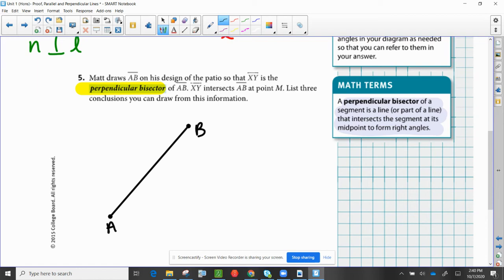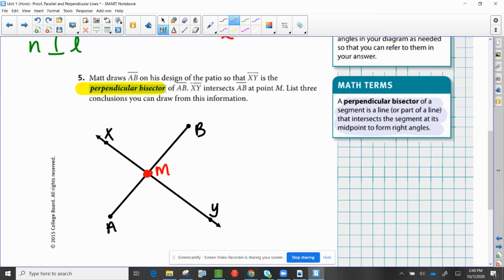He's going to say that line XY is a perpendicular bisector. So let's draw an XY now. So there's our line XY. In order for something to be a perpendicular bisector, remember, bisector means it's going to cut that segment into congruent parts. So they're saying that this line XY is going to intersect AB at point M. So here's where that intersect is.